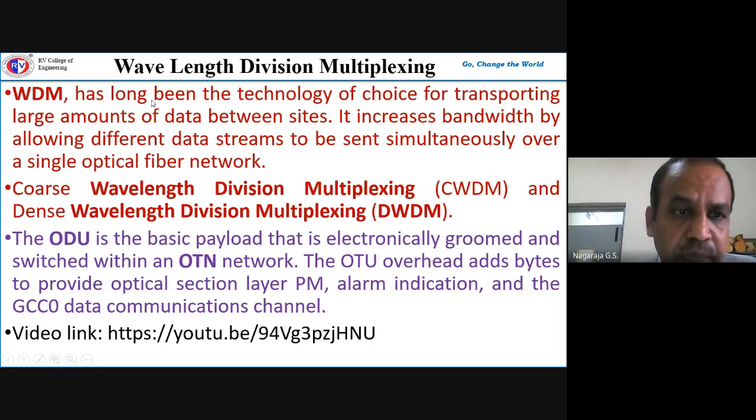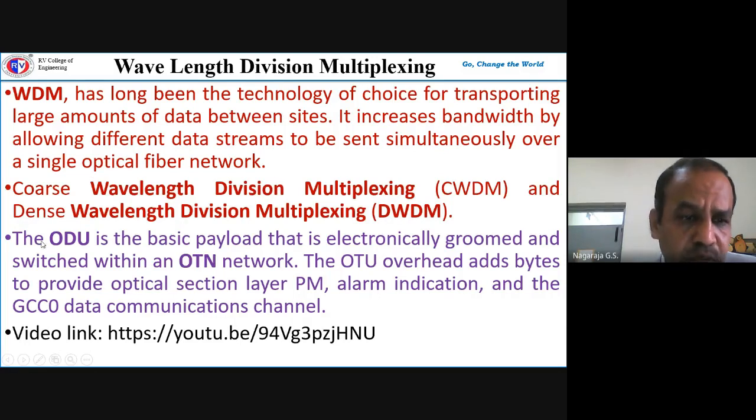Wavelength division multiplexing has long been the technology of choice for transporting large amounts of data between sites. It increases bandwidth by allowing different data streams to be sent simultaneously over a single optical fiber network. You can also categorize wavelength division multiplexing into two types: coarse wavelength division multiplexing, CWDM, and dense wavelength division multiplexing, DWDM.